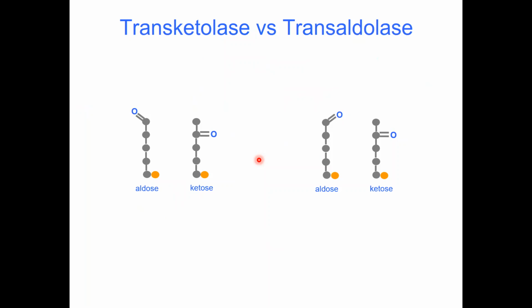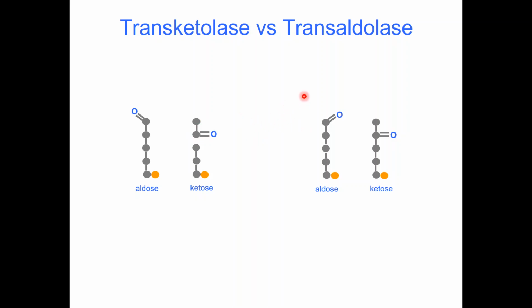I have a little animation to help you understand the mechanism of both enzymes. So we'll start with transketolase. What happens? Always we start with a ketose of the two. So we have a ketose and an aldose reacting with each other. We'll cleave the bond in the ketose.